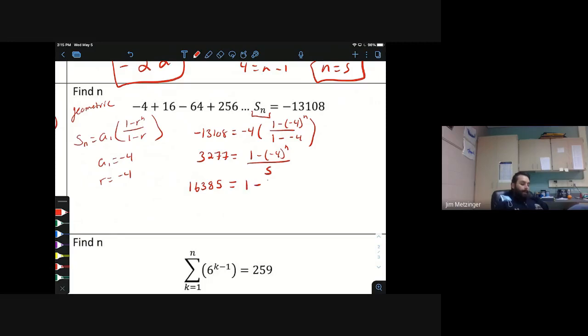Yep, is equal to 1 minus -4 to the n. Subtract a 1. Divide both sides by a negative. And figure out what exponent power -4 has got to have to make -16,384. I'm gonna guess, it's a 7. Yeah. All right, that's a lucky guess right there.